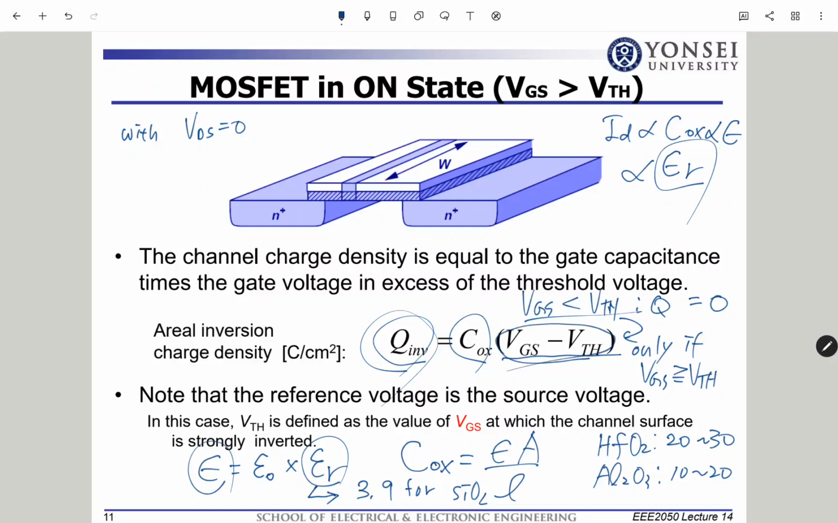If VGS is greater than VTH, we call the specific VGS as overdrive voltage. Overdrive voltage. Hey teacher, why do we say overdrive? What does over mean? VGS greater than V threshold. That's why we say over, okay? Or greater, whatever you want to say.